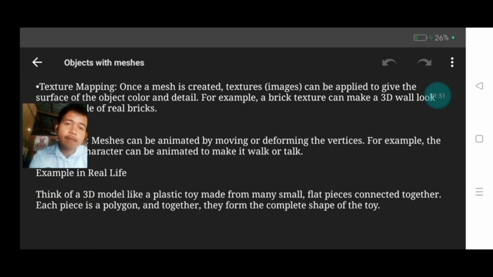Example in real life. Think of a 3D model like a plastic toy, made from many small flat pieces connected together. Each piece is a polygon, and together they form the complete shape of the toy.